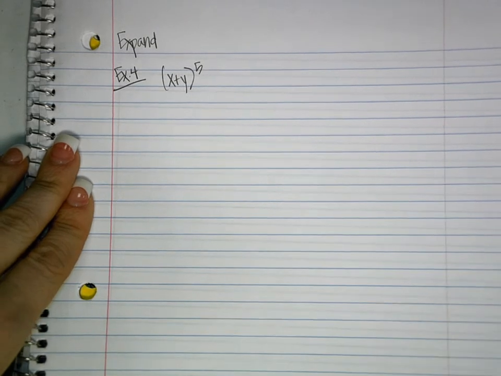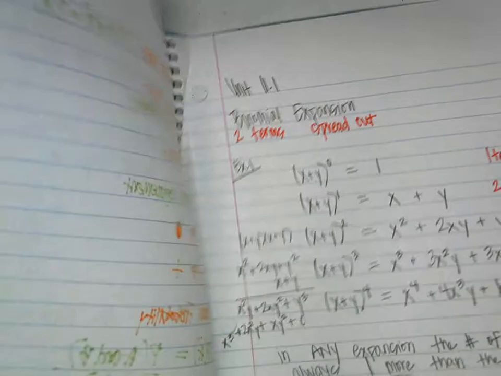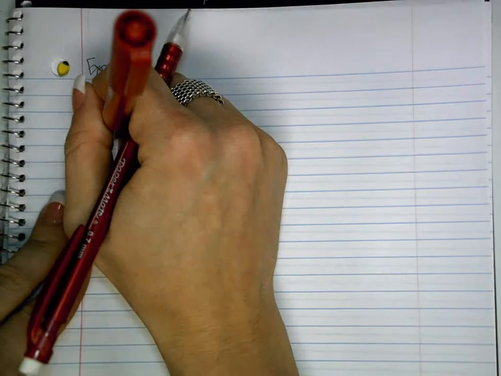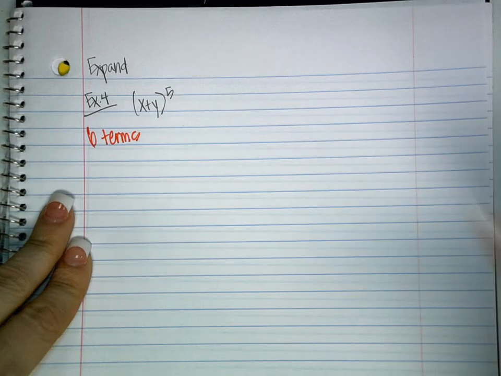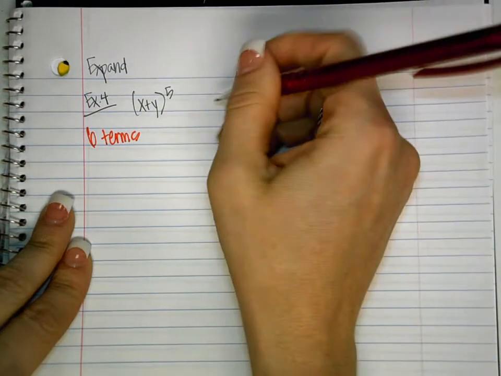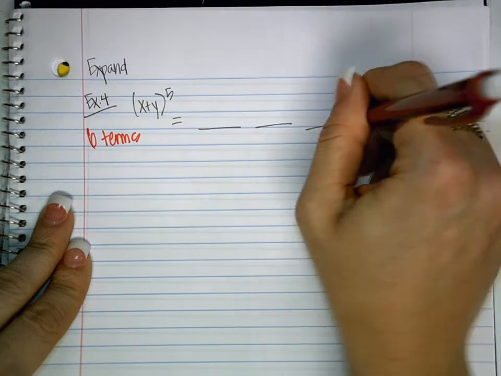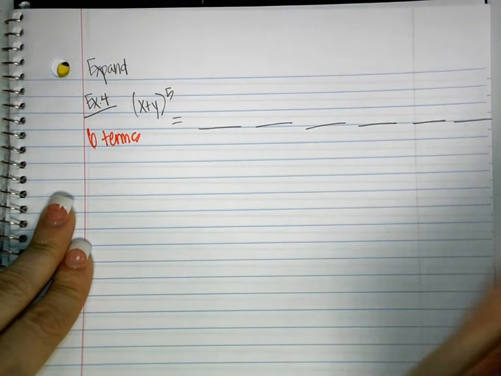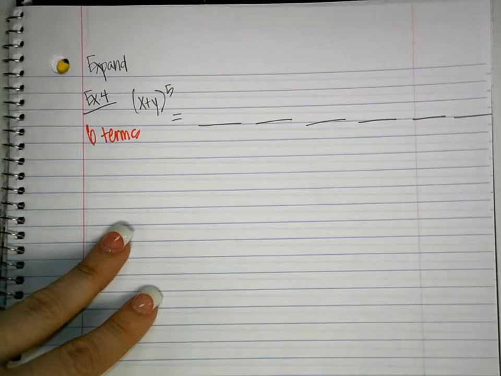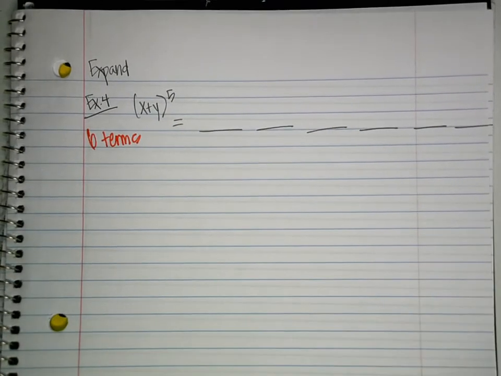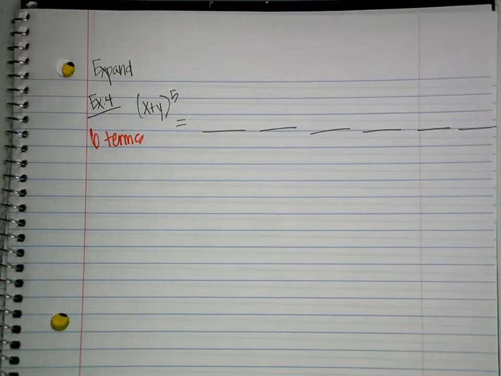So if you go back, first off, how many terms will this have? 6 terms. Okay, this is going to have 6 terms. So first thing I'm going to do here is write out 6 terms. So I'm going to put 6 spaces. 1, 2, 3, 4, 5, 6 spaces.